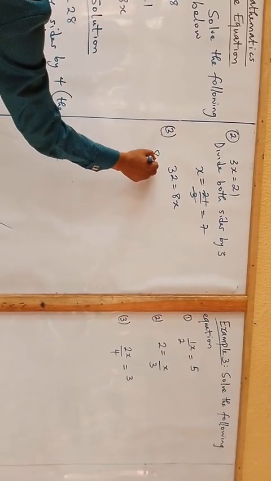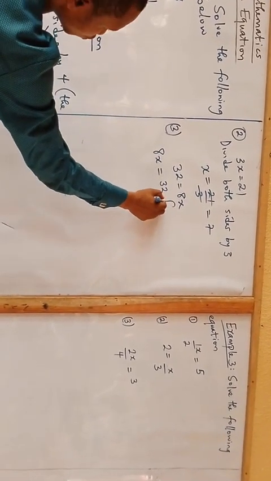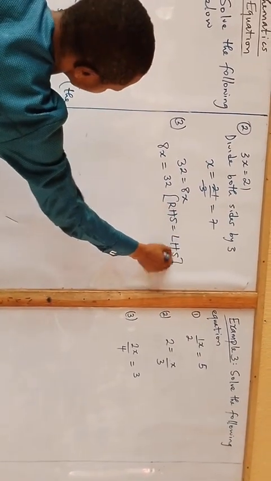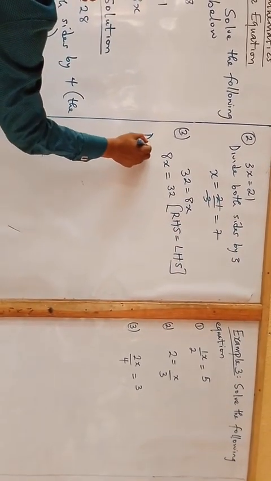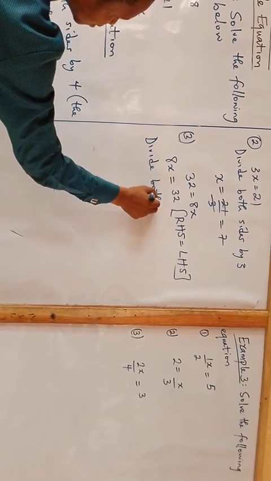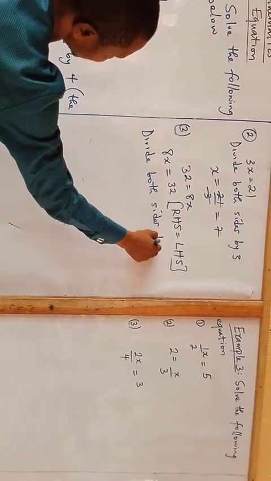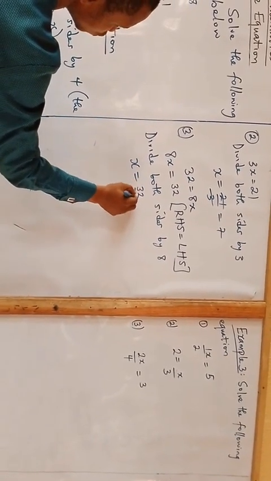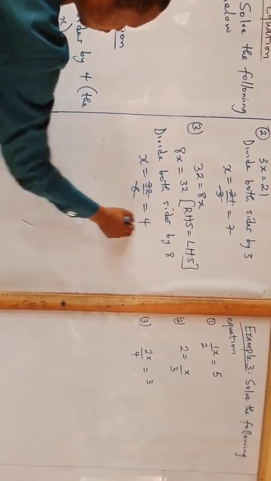Don't forget that 8x is also equal to 32. Why? Because right hand side is equal to left hand side. So our x here, we're going to divide both sides by 8. So our x here now will be 32 over 8, which will give us 4.